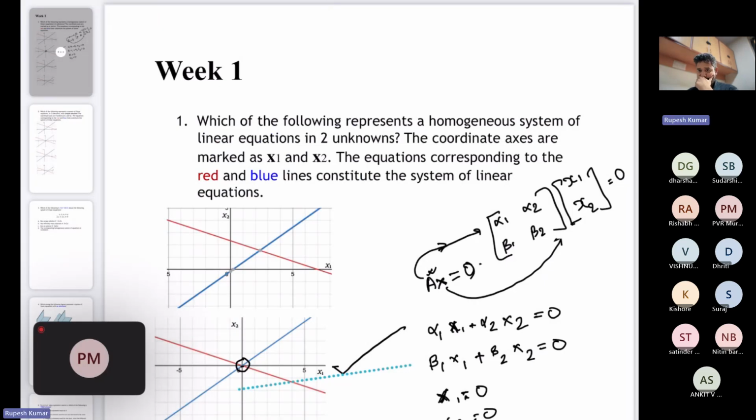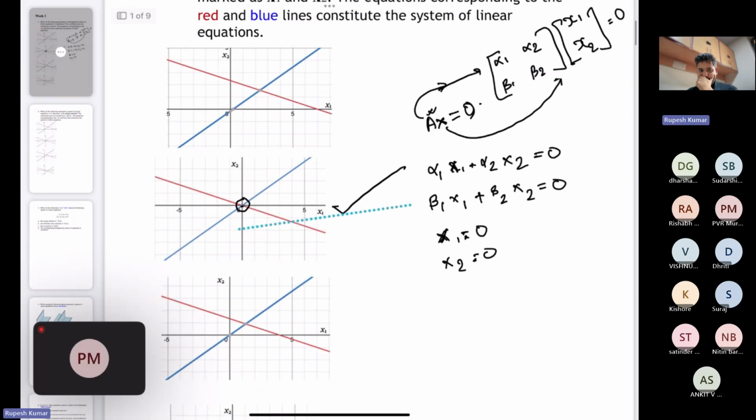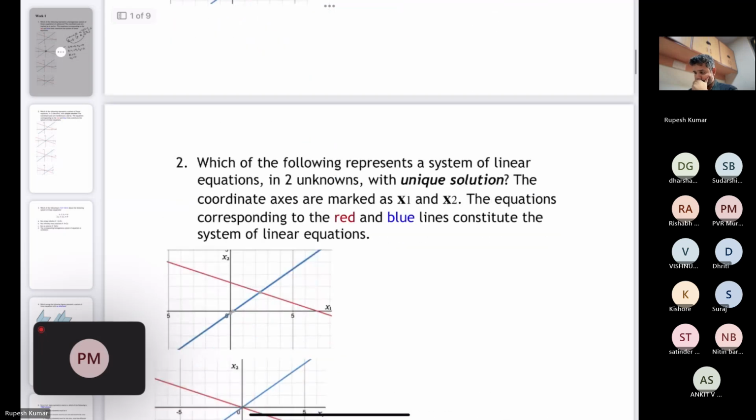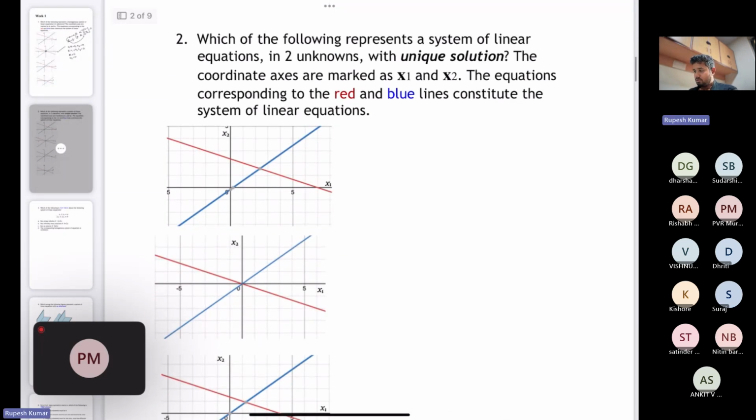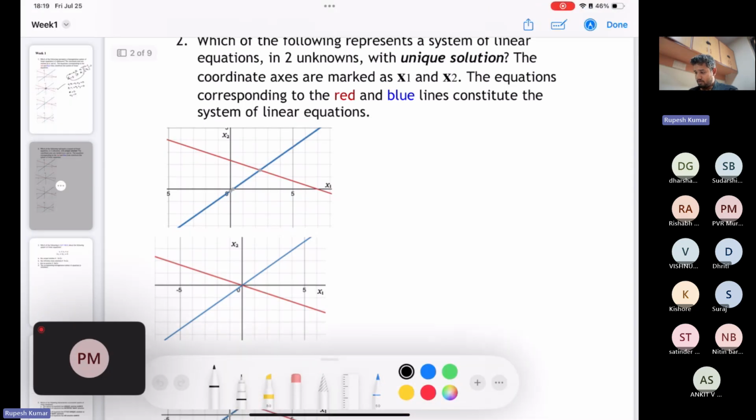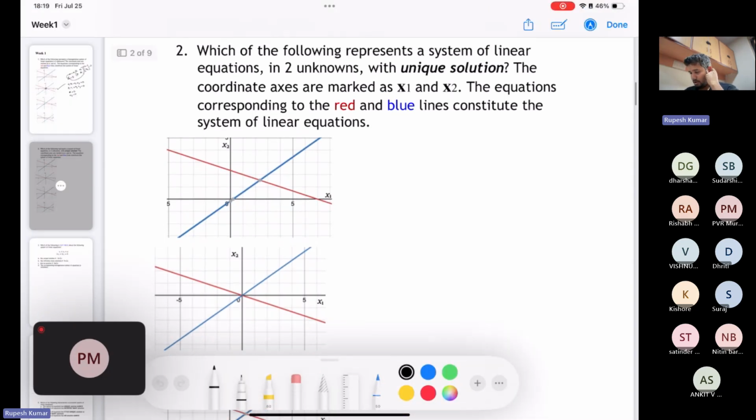Fine. I think no one has any doubts. So let's move on to the next question. Which one of the following represents a system of linear equations in two unknowns with unique solution? Fine. So the question is we want to find which one of the following represents a system of linear equations in two unknowns with unique solution. So you have to pay attention to the question. It says unique solution and it has to have two unknowns, right?